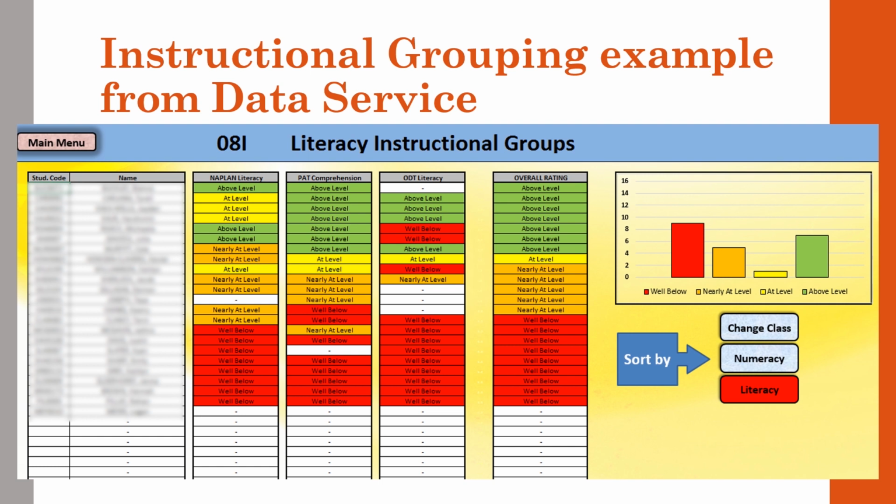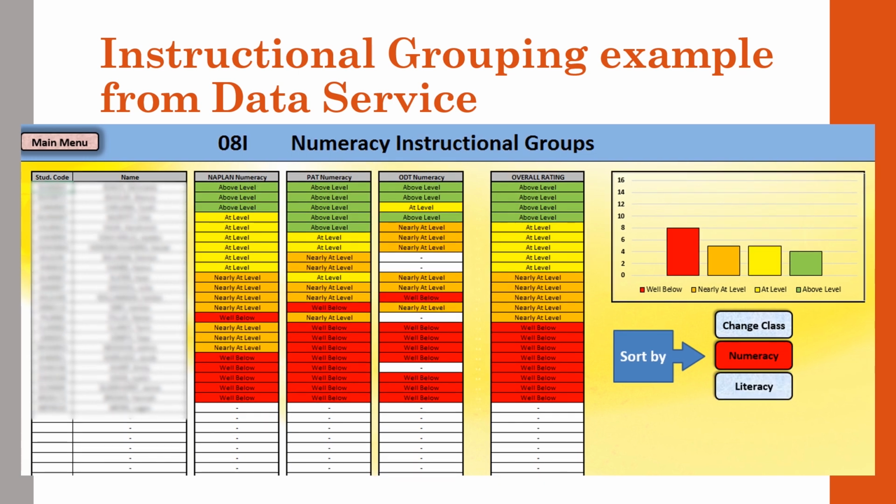If we need to change class, we can click on the change class button down the bottom right, but we can also sort these students based on numeracy as well. As we do this, we'll see that the groups will change a little bit, as well as the graph that shows you the overall distribution of students.